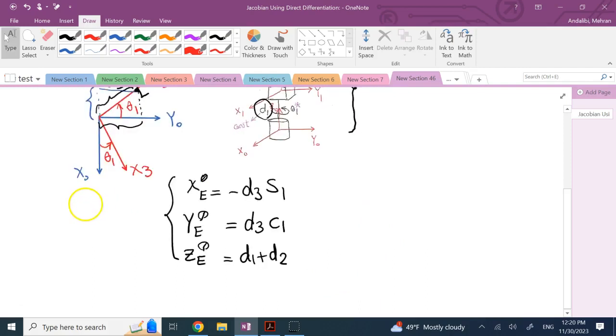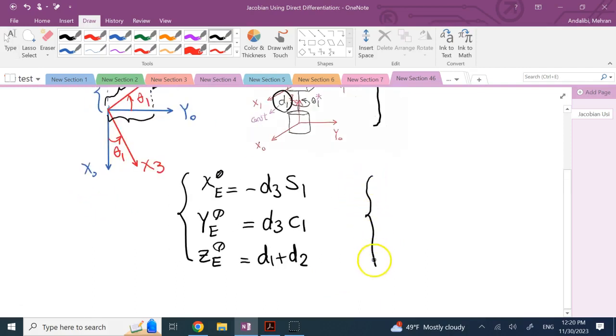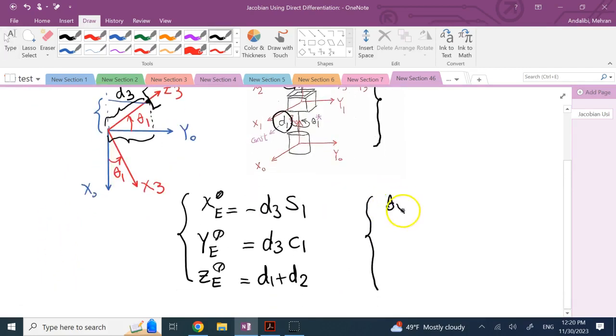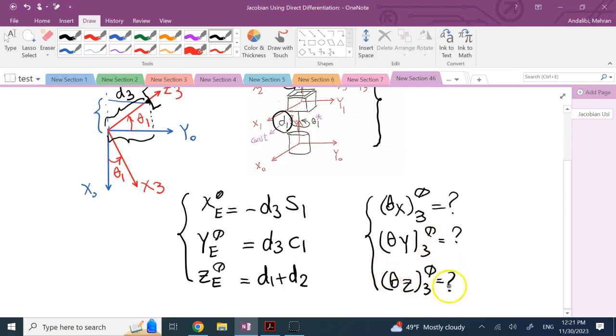Again, d1 is constant. Now for the Jacobian, we also need to know the absolute angles of the end effector frame in the base frame. So we need theta x of the end effector frame in the base frame, or here, let me use 3 instead. Frame 3 in frame 0, right? I need to know that. I also need to know the theta y of frame 3 in frame 0, absolute angle, and then theta z of 3 in 0. And again, all of these are absolute angles.